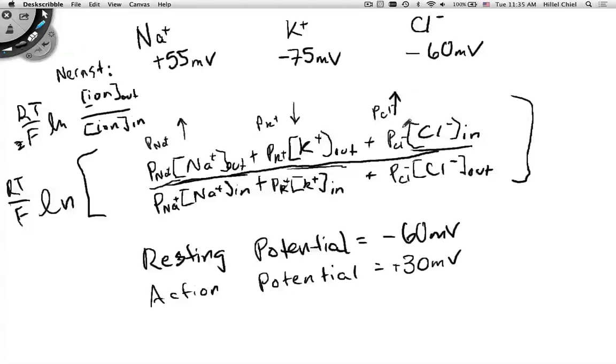So the constant field equation gives you some intuitions about how that works, and it's actually completely accurate over the entire range. If you have the permeabilities and you have the concentrations out and in of the ions, it will tell you what the membrane voltage is. Okay.